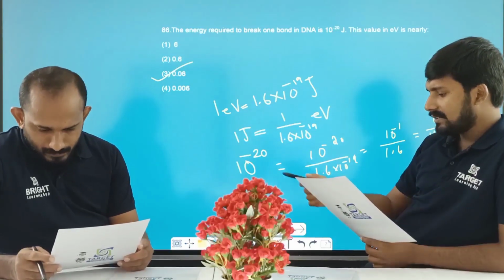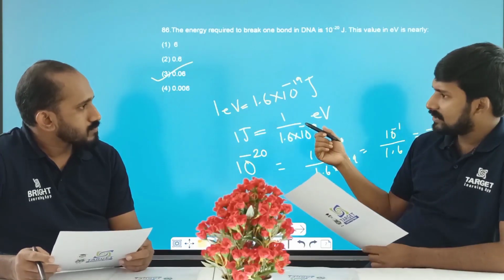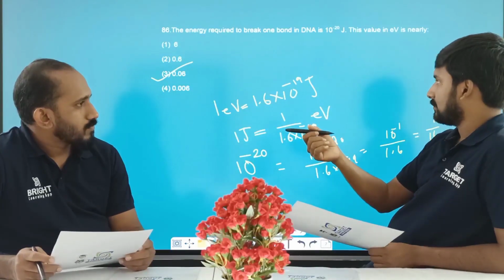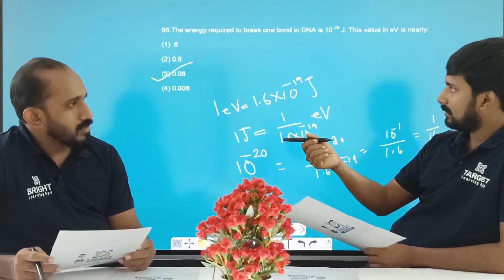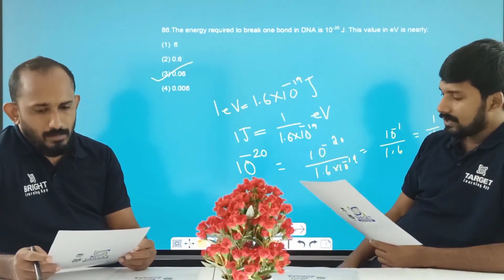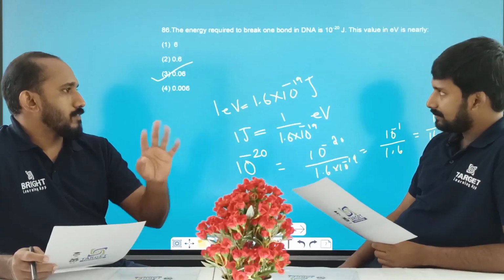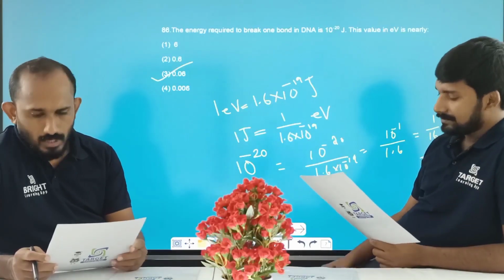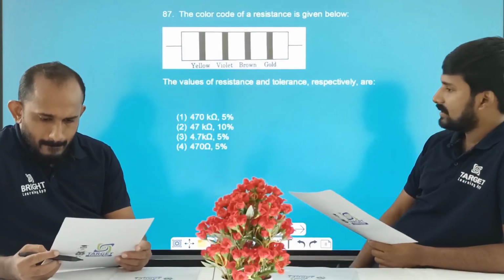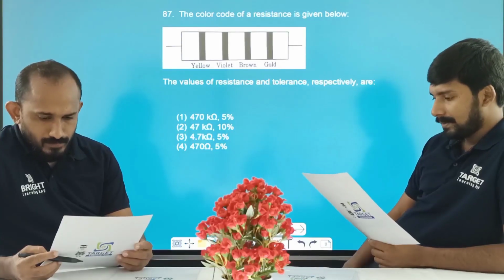Conversion of the units, from electron volt. Question number 87. I think this question comes under the dual nature chapter, the electron volt concept, or it can be included in units of measurement also. Conversion of the units from one system to another system can be done. It's a general question.